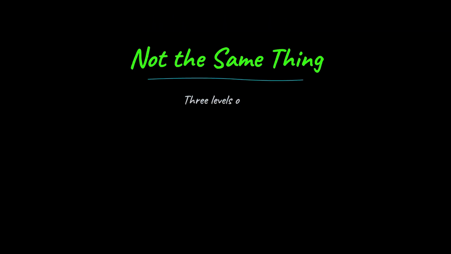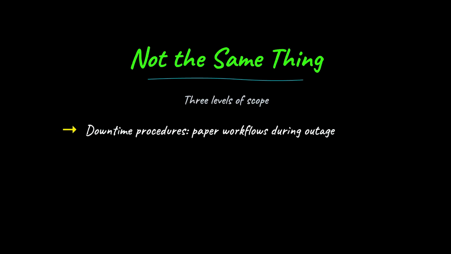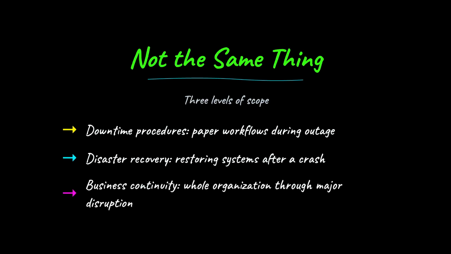Don't confuse this with related terms. Disaster recovery is the broader IT process of restoring systems after something like a server crash or cyber attack. Business continuity is broader still, covering the entire organization through events like building loss or a pandemic. Downtime procedures are the narrow clinical and administrative response during the outage itself.